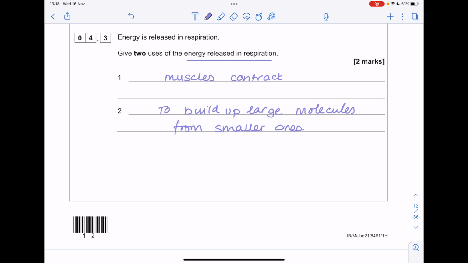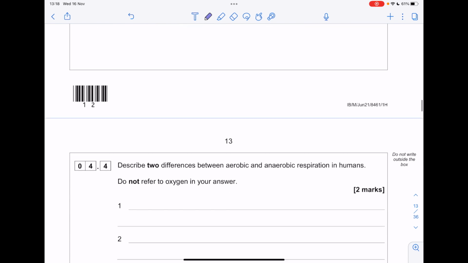You could also say it helps us keep warm. It enables us to carry out active transport of substances within our bodies, as well as cell division.